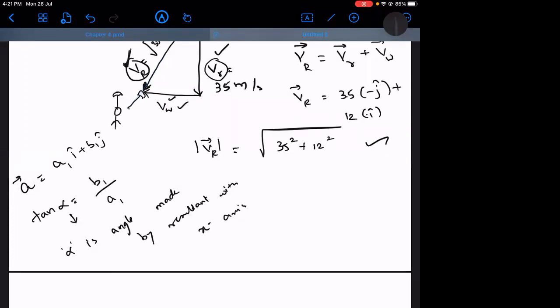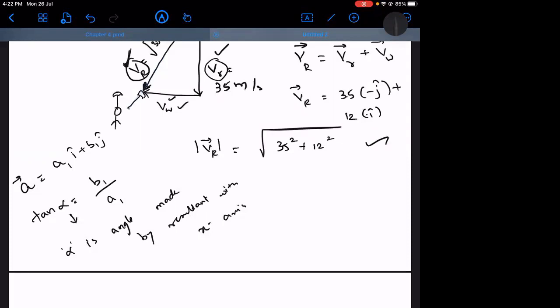Guys, did you understand this logic? Sir, I have a doubt. Please tell me. Sir, should the angle always be from the positive x-axis or can it be from the negative x-axis? It can be in any direction. It can be in any way.